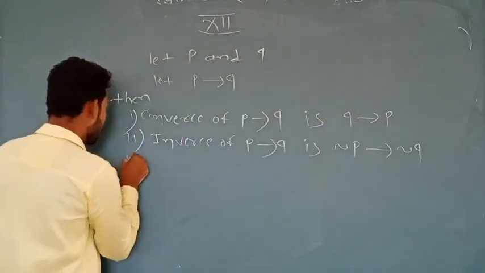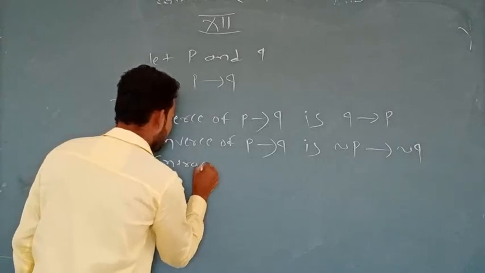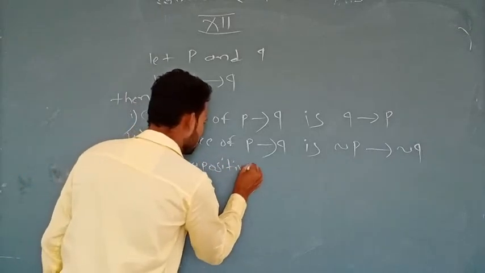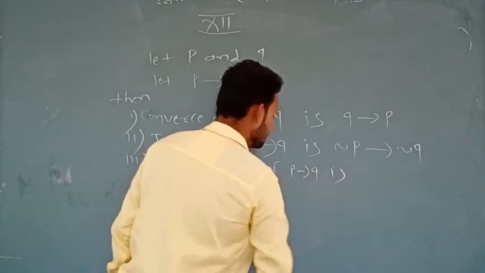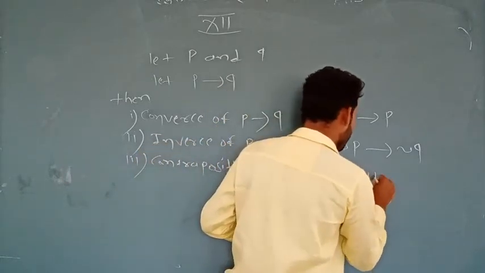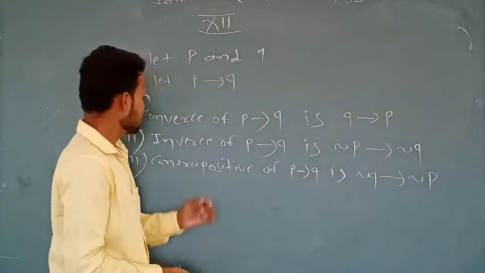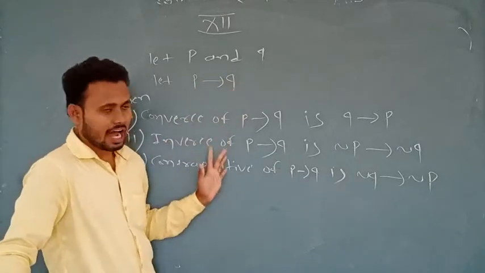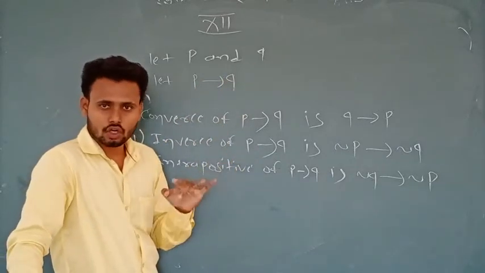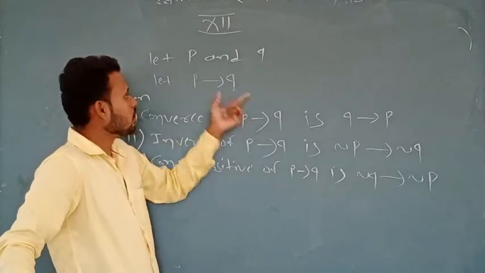And the last one is contrapositive of P implies Q. Contrapositive of P implies Q is negation of Q implies negation of P. This is the converse, inverse and contrapositive of a conditional statement. Our point is that we find converse, inverse and contrapositive only for a conditional statement.